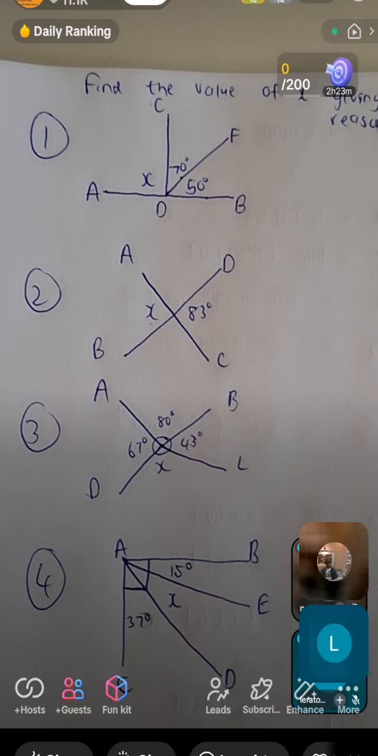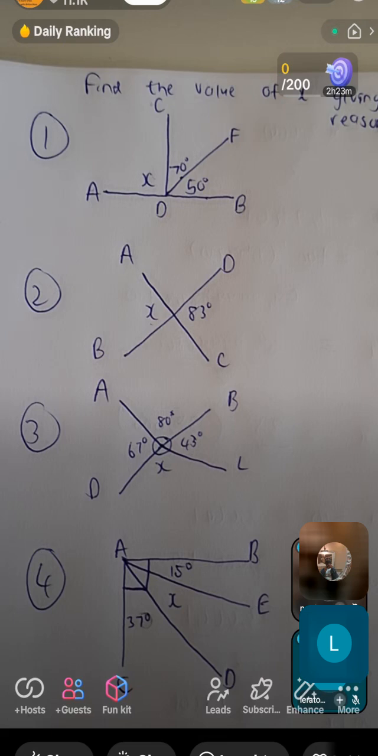When we talk about vertically opposite angles, look at A, you see A and AL. Those two lines are actually not straight, right? Look at O, and then look at L, the two lines are not straight. Then look at B, O, D. Those two lines are not straight lines intersecting.